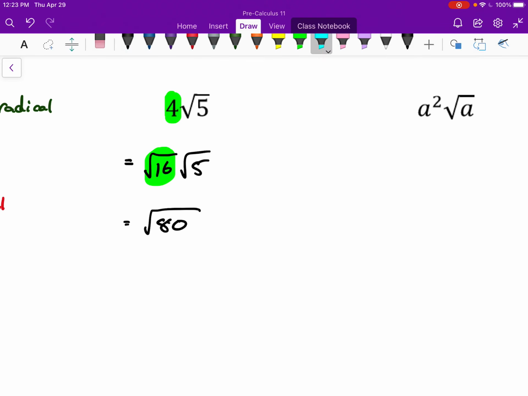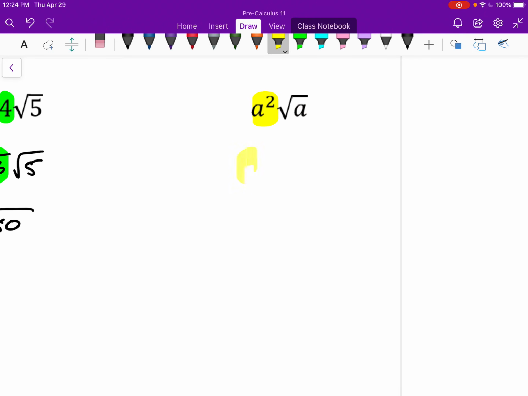And lastly, like before, what if we have variables? And so I need to change a squared into a radical. So the square root of what equals a squared? A little bit harder, but same idea. The square root of a to the power of 4 equals a squared. And again, if you're unsure, just double check. A squared times a squared does equal a to the power of 4.